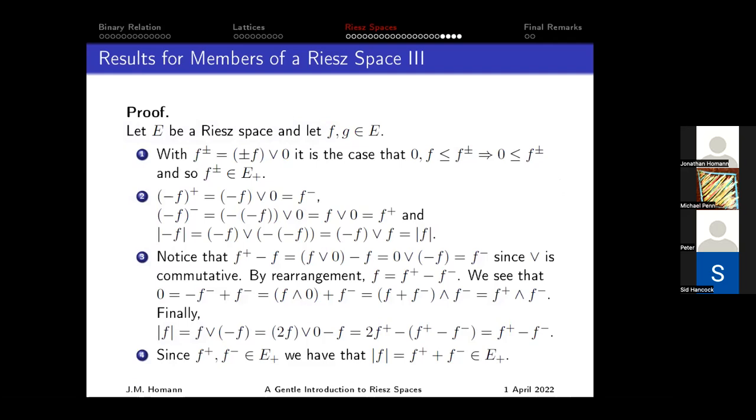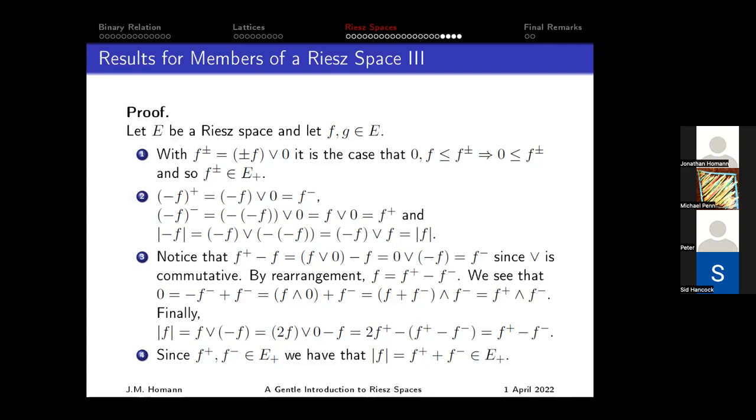So to prove this, the first one is quite easy to show. It follows from the definition. So f plus or minus is equal to plus or minus f sup zero. So that's some nice lazy way to write it all together. So it is clear that both zero and f are dominated by f plus or minus.